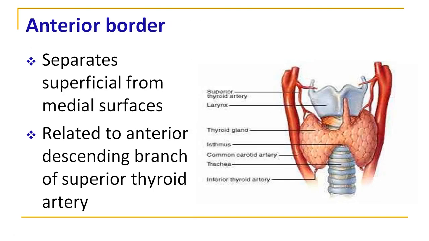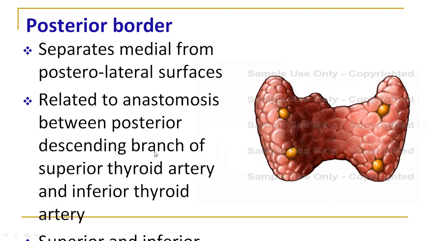Coming to the anterior border. The anterior border of the thyroid gland separates the medial surface of the thyroid gland from the anterolateral superficial surface. So it is related to the anterior branch of the superior thyroid artery. Now the posterior border, as already mentioned, separates the anterolateral surface, which is related to the skin, from the posterolateral surface, which is related to the carotid sheath. Also, there is a medial surface present over here. To the posterior border are related the posterior branch of the superior thyroid artery, the posterior branch of the inferior thyroid artery, and mainly a pair of parathyroid glands, the superior and inferior parathyroid glands.